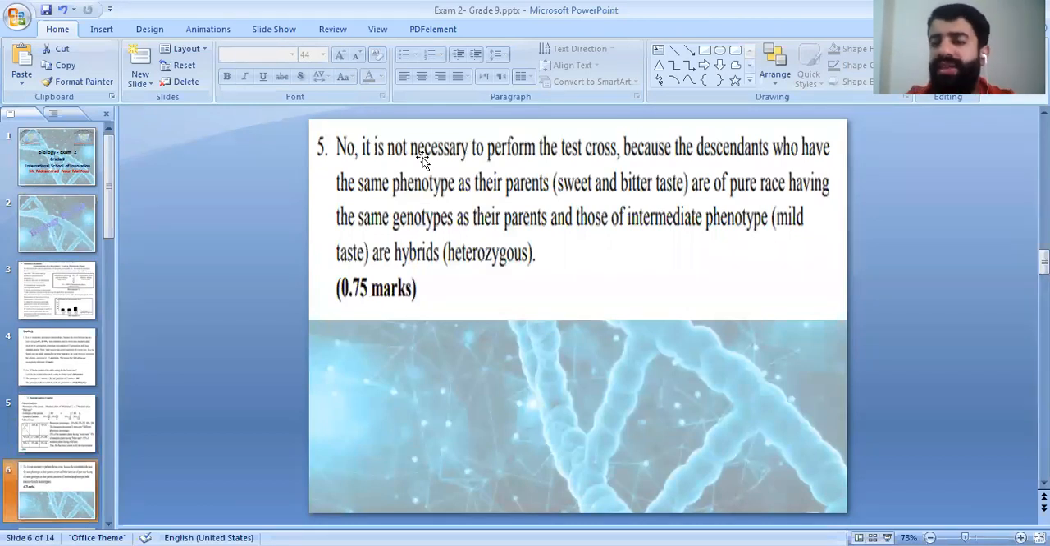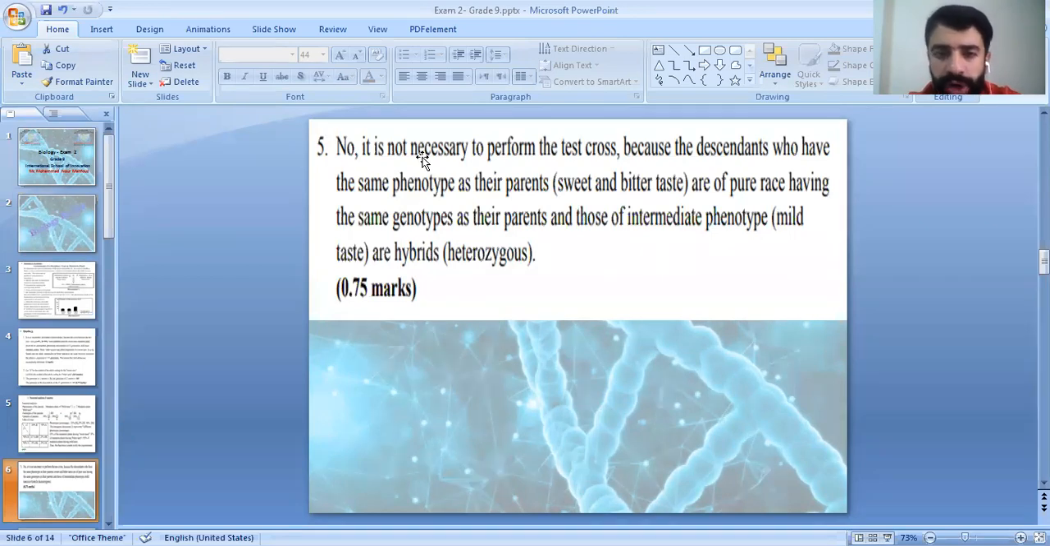Why? Because the descendants have the same phenotype as their parents, sweet and bitter. They are of pure race, with genotype SS and BB. And those of intermediate taste have genotype BS, as they inherit one allele from the paternal origin and one allele from the maternal origin. So they are heterozygous. So there is no need to perform the test cross to know if they are pure or hybrid. This is for question number 1.